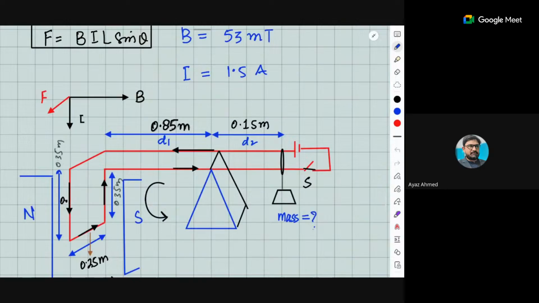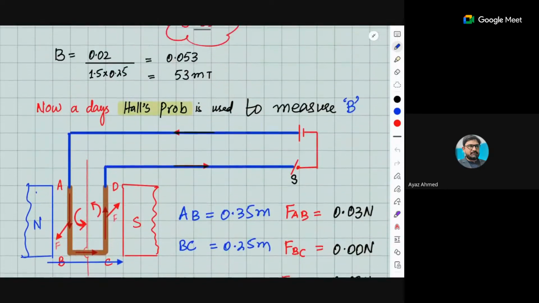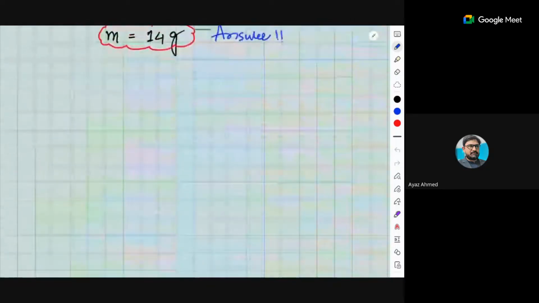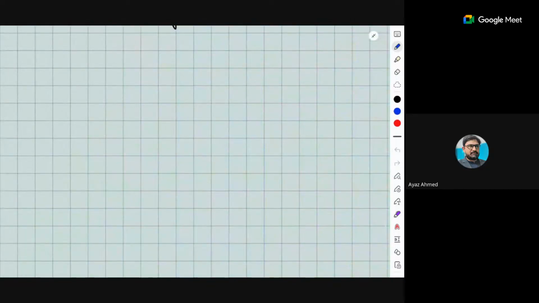We have started, I mean we are done with the electromagnetic forces on a wire. And today we are going to discuss the topic, that is the forces, the magnetic force on a charged particle.